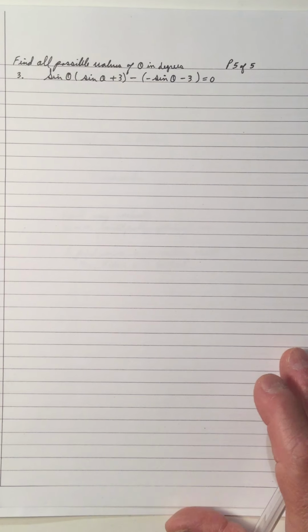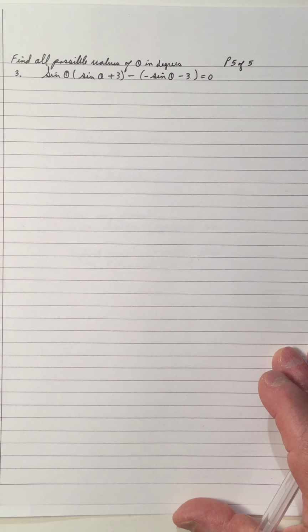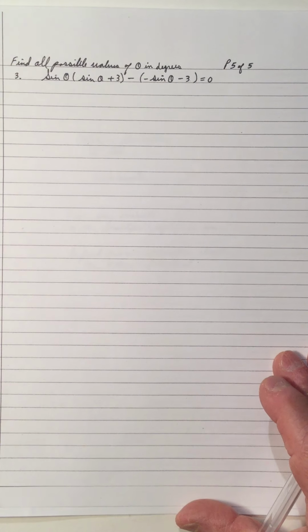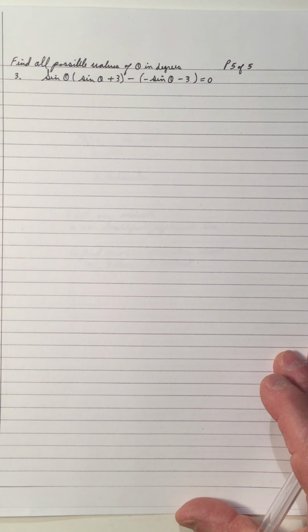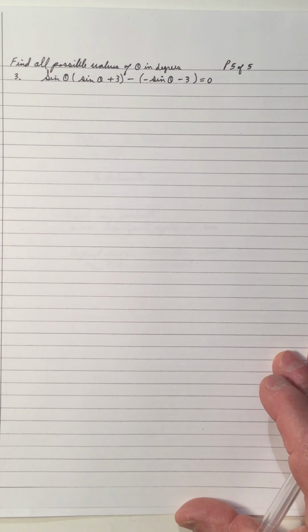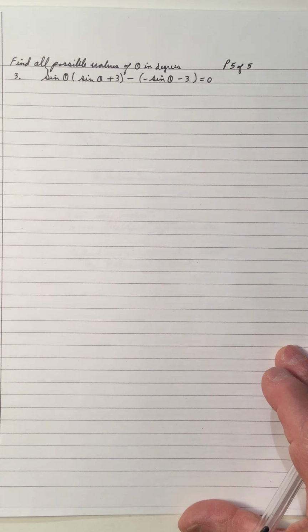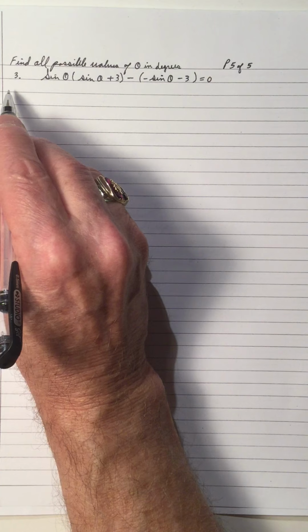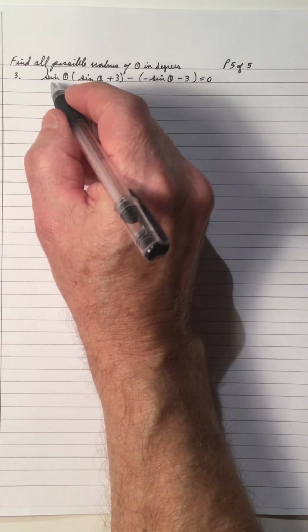Okay, and the last one to work out here. Find all possible values of theta in degrees. Notice this time we're finding all possible values in terms of a degree. So we have to simplify this equation.